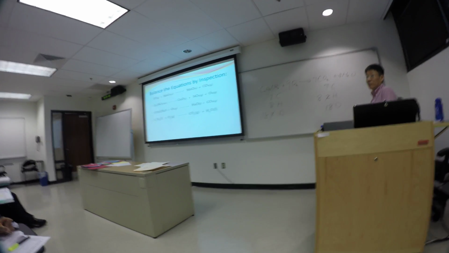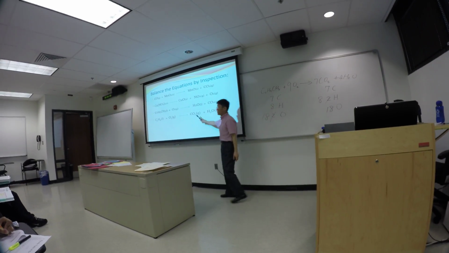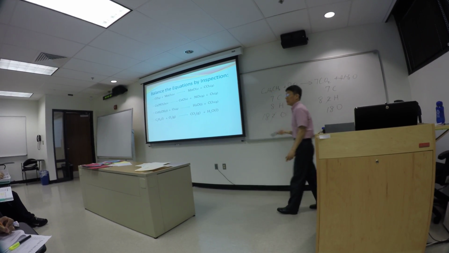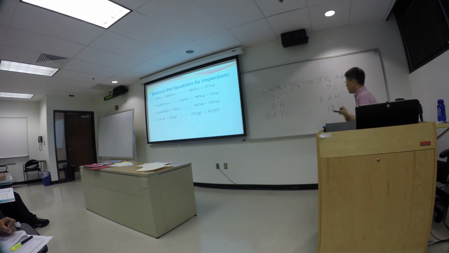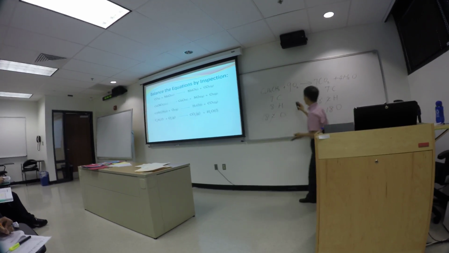Another hydrocarbon. When you burn a hydrocarbon, you always end up with carbon dioxide and water. So when you burn ethane, natural gas is methane. You can burn ethane in the presence of oxygen. There you get carbon dioxide and water. So how do we balance this equation?